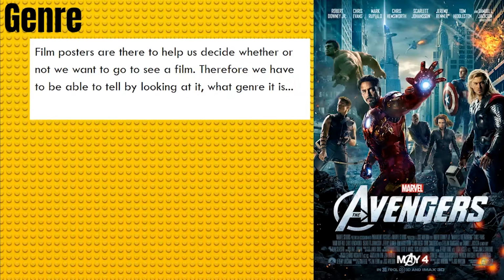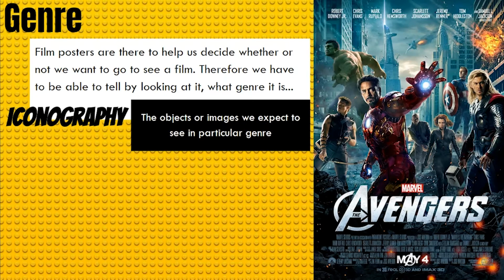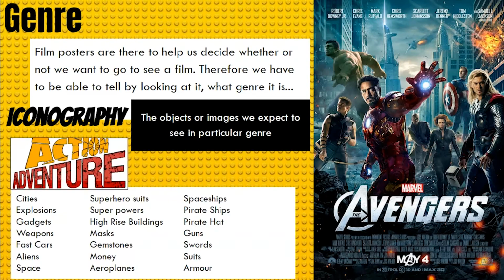Aside from the 3 different codes, media language also includes genre, and this is really important, especially for film posters, as they are there to help us decide whether or not we'd like to go and see a film. Therefore, we have to be able to tell by looking at it what genre it is, and the easiest way for us to do that is by identifying the iconography, which is the objects or images we expect to see in a particular genre. So in an action-adventure movie, here is the iconography that I might expect to see.